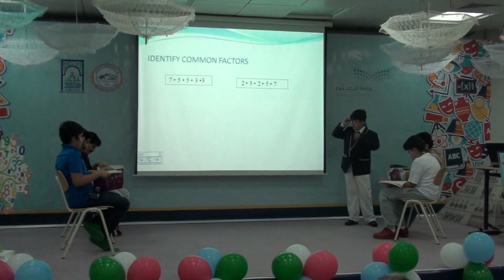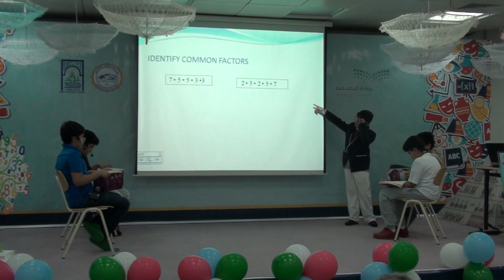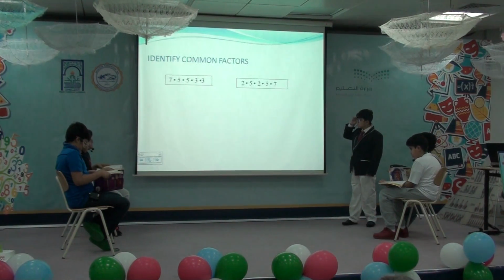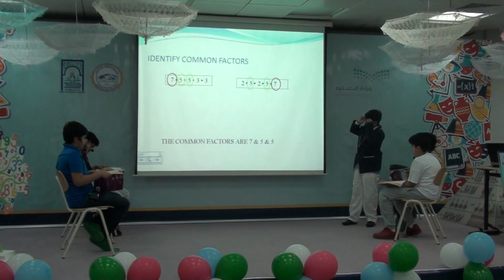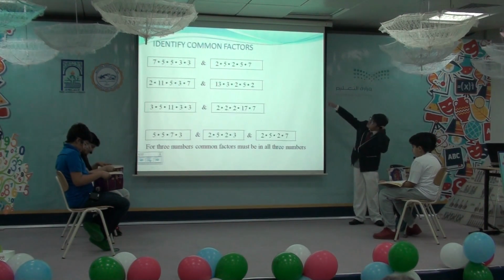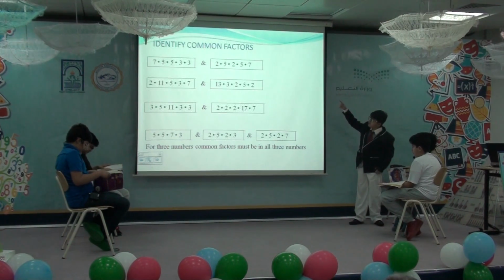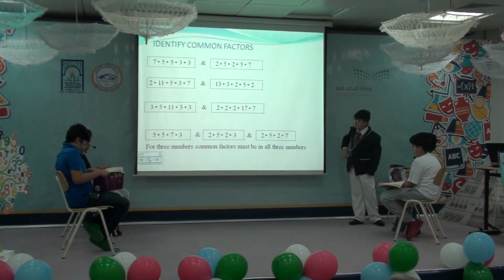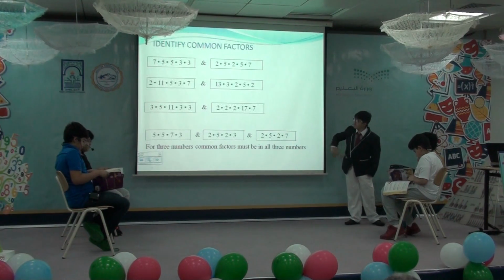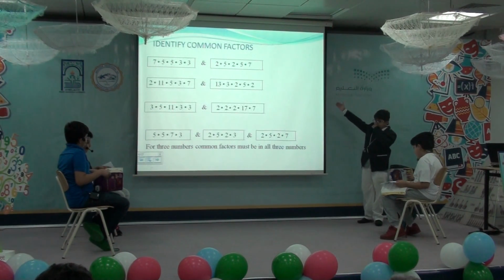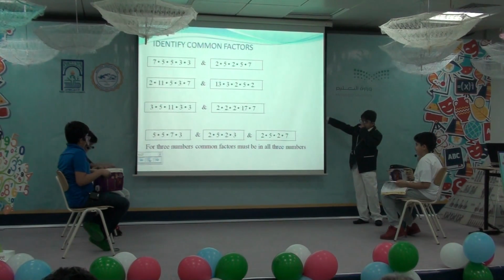Identify common factors. I want you to identify this common factor. It's 2, 7, 5. It's not correct. It's 7, 5, 5. I want you to identify the common factors of the first question. Yes, teacher, the common factors are 5, 5, and 6. It is correct. And now, Zayn, I want you to answer the other question. 3, 2, and 5.